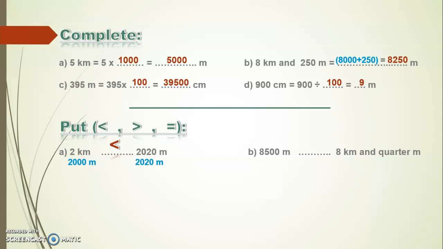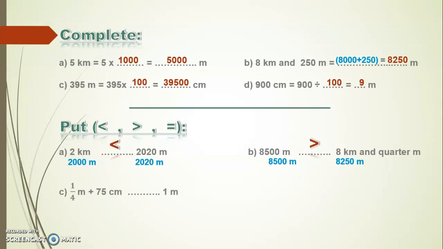Number B: 8,500 meters, the other side is 1000 kilometers and quarter meter. I can't compare between two different units, so I have to convert all the kilometers to meters. So my sides will be 1500 meters, the other side is 1250 meters. Which one is the greater?